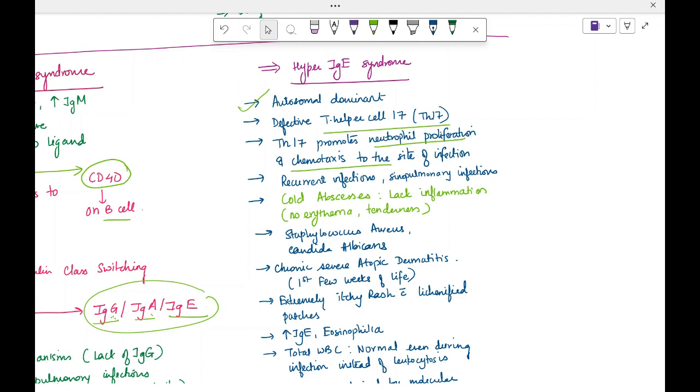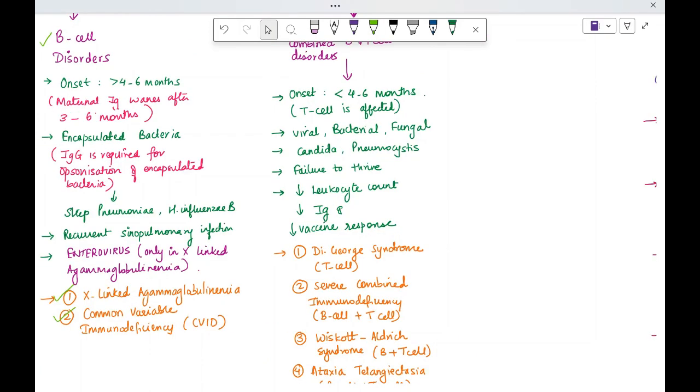Because neutrophils are in trouble, there are recurrent infections, sinopulmonary infections. Neutrophils are not reaching the site of infection, that is why there is cold abscess, that is, lack of inflammation, no erythema or tenderness. So infection, the maternal IgG is given to the infant.